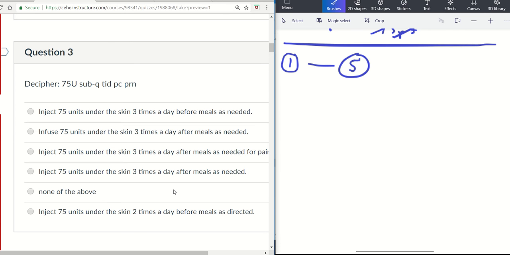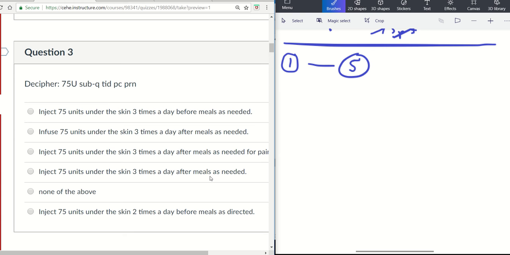Number 3, sub-Q, subcutaneous, under the skin. What is the verb? Is it in a bag or a syringe? Under the skin. You're going to inject, right? It's in a syringe. So you can eliminate the infused one. So we're going to inject 75 units under the skin. How many times a day? 3 times a day. Before or after meals? After meals.